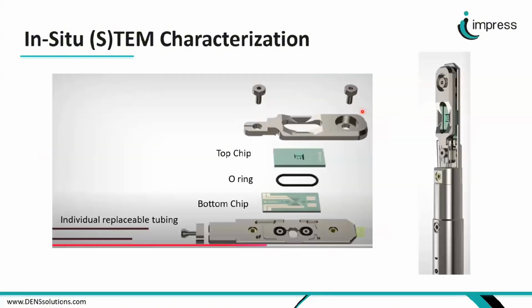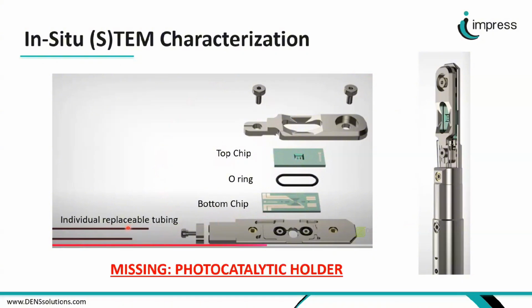As was already explained a little bit, I will not go super deep. This is the scheme of one of these holders. It is composed of one top chip, which has a window that is electron transparent, an O-ring to seal everything, and this bottom chip where you can drop your material. You also have some individual tubing, so there will be one inlet and one outlet to put in liquid or gases.